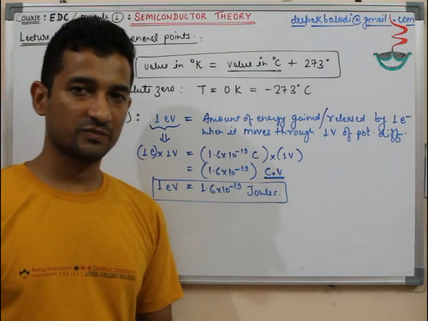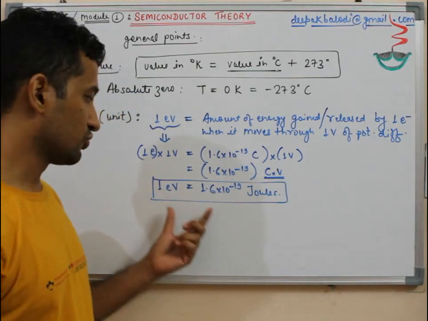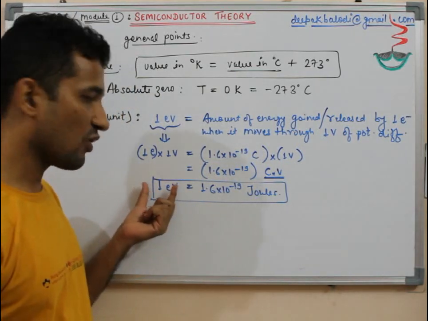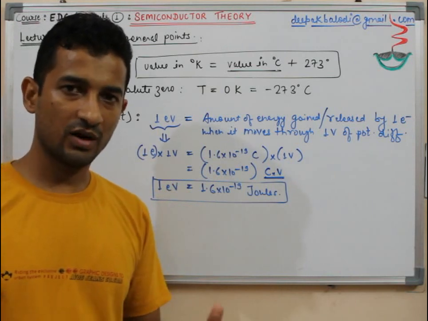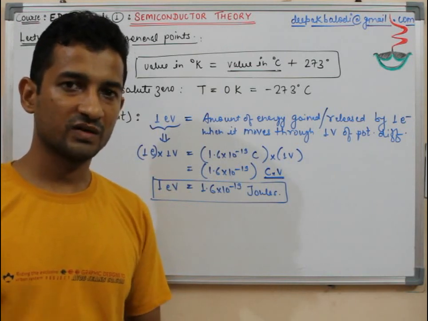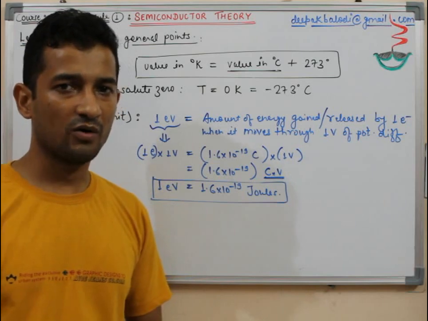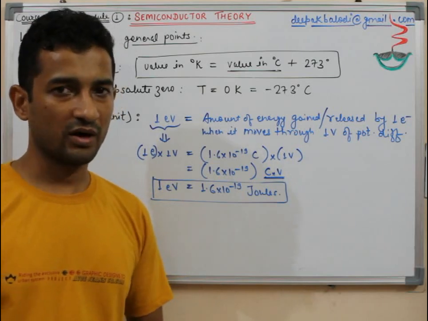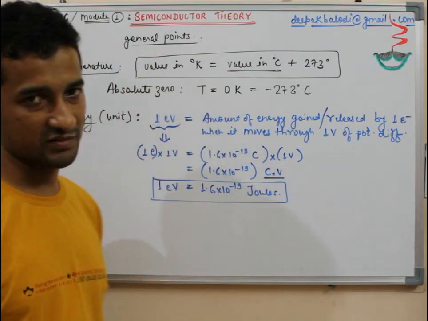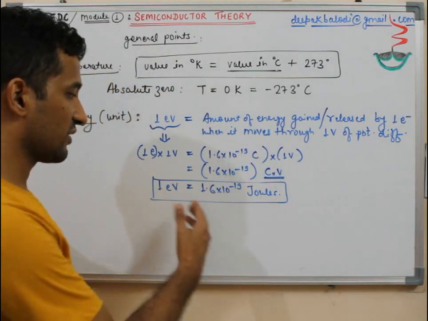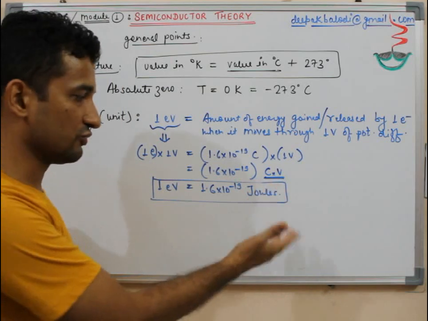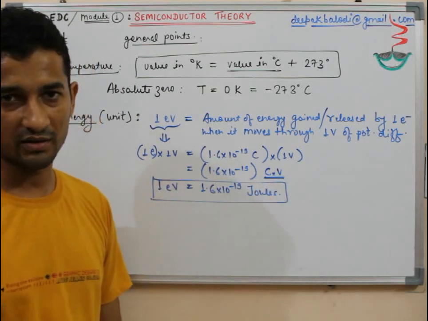So as was expected, as we were trying to come up with a very small unit of energy using which we can calculate or process some very small amounts of energy within a microelectronic system or within a semiconductor system. So whenever we have to convert from electron volts to joules or joules to electron volts, we can use this relation.